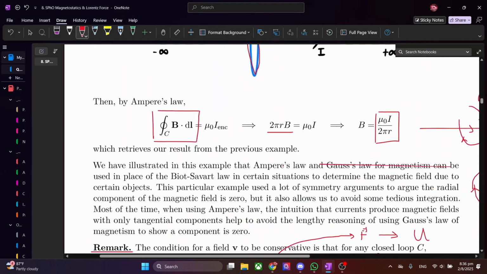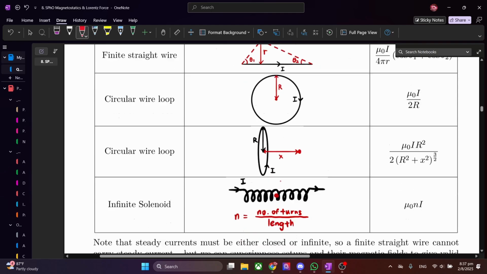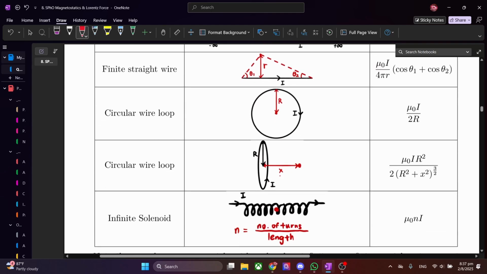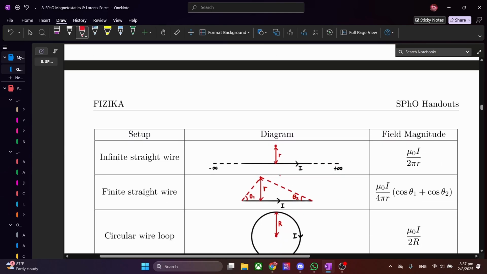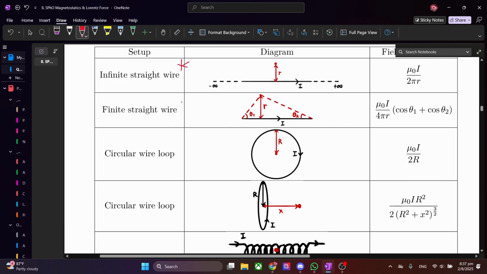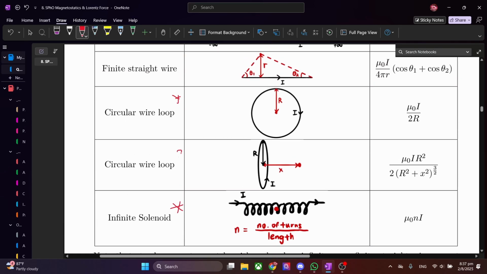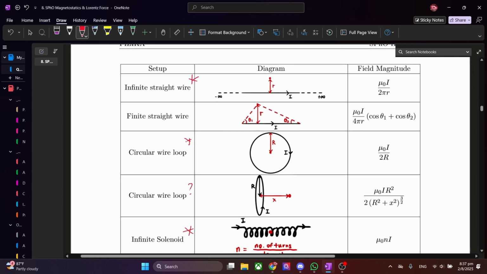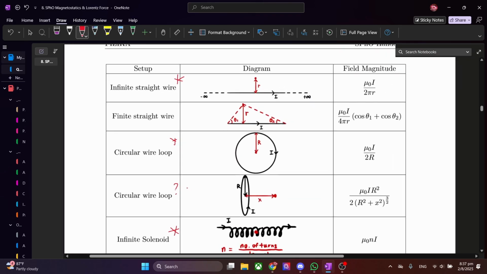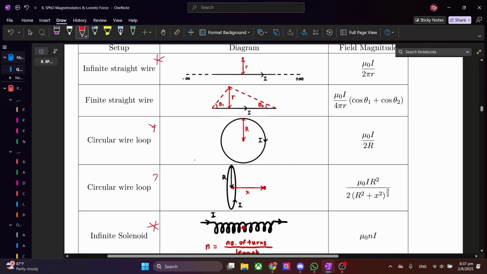Okay, now that I've introduced the laws, here are a few common results that you should probably remember. I would say this, this, this, maybe this, I don't really know. But these are probably more important to memorize.